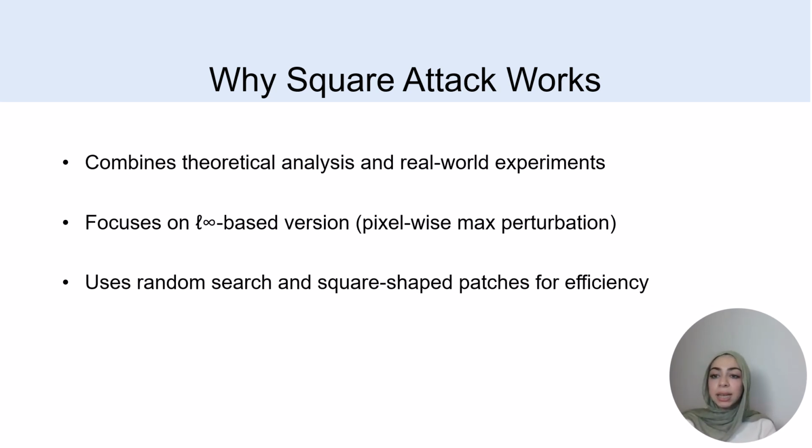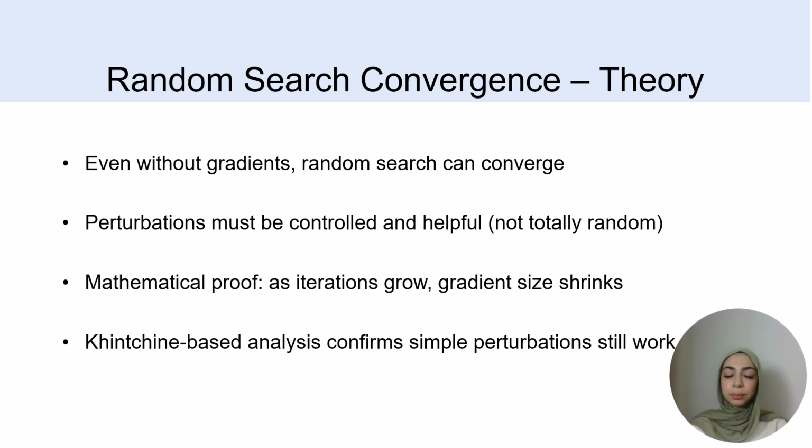What's interesting is that even though it doesn't use gradients, it still works reliably by using structured random search and leveraging how neural networks operate. Let's look at how they back that up. The first explanation comes from theory. The authors show that even with random updates, the attack gets closer to success with each step as long as the steps aren't too large and they go in useful directions.